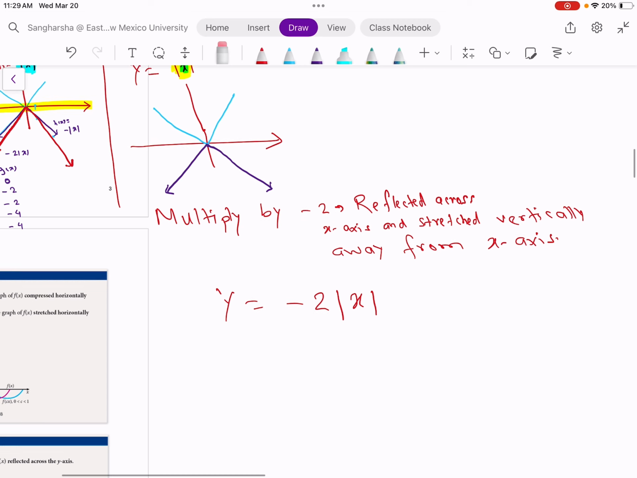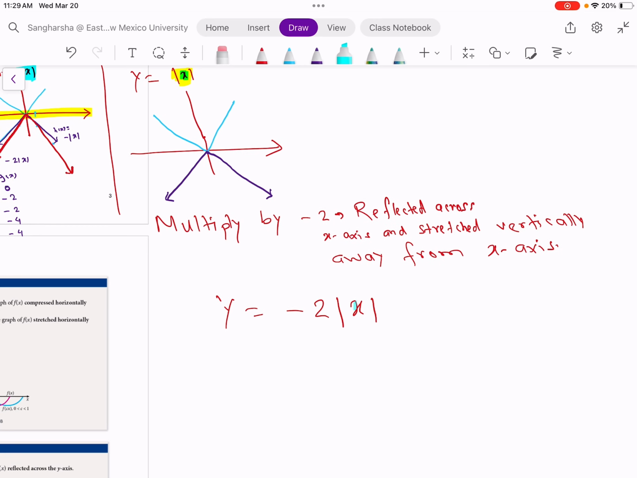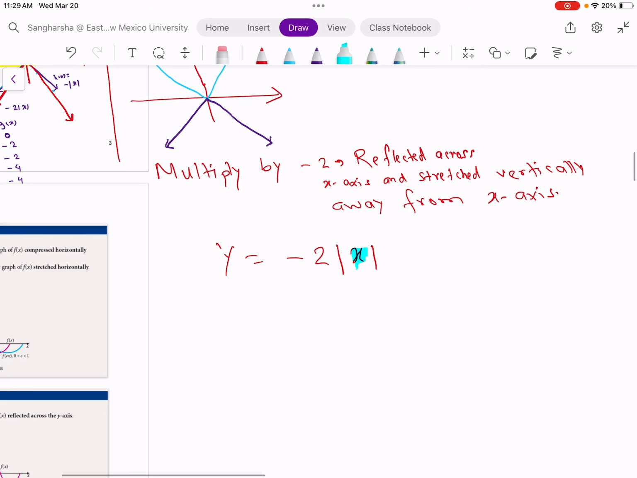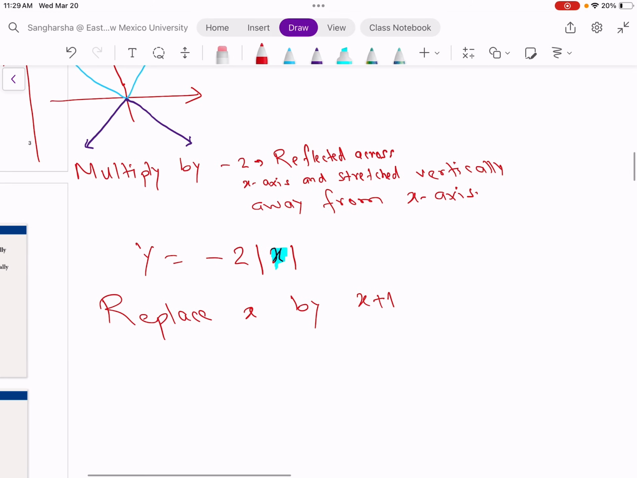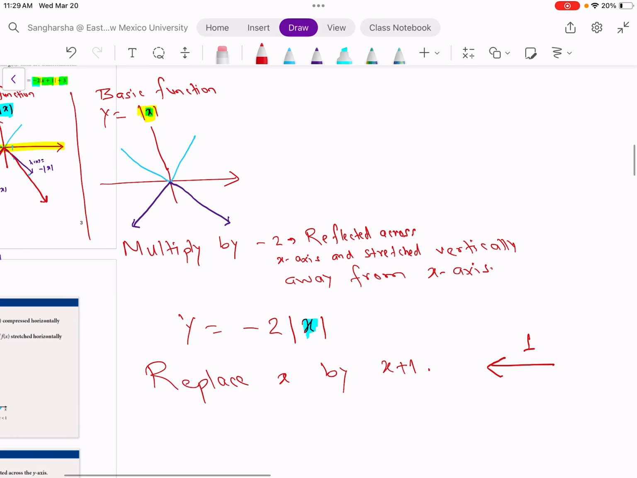So we want x plus 1 instead of x, right? So instead of this x, we want x plus 1. And how can we get that? We replace x of a function by x plus 1. And replacing x by x plus 1 means our graph is shifted on the left by how many units? By 1 unit. Now let's shift this graph on the left by 1 unit. So this is -1. So we shift this graph on the left by 1 unit.